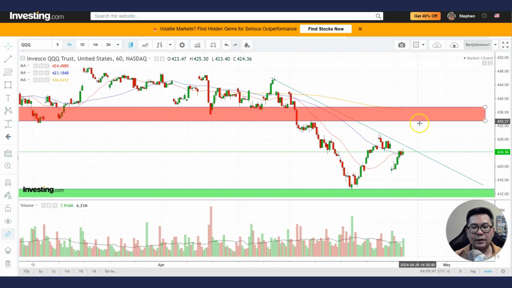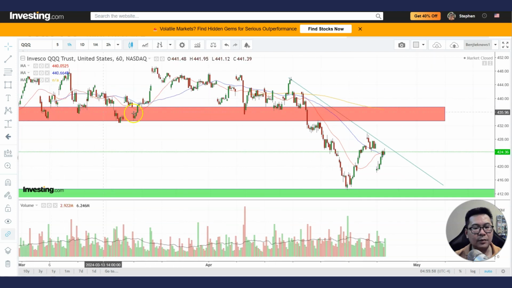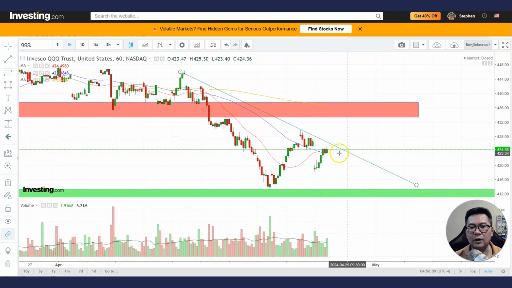Let's take a look at the QQQ in the 60-minute chart. You can see how it gapped down but closed the gap. So what we really want it to do is to absorb the supply around here before it can go up. Either it trades sideways a bit before breaking up, or a double bottom.